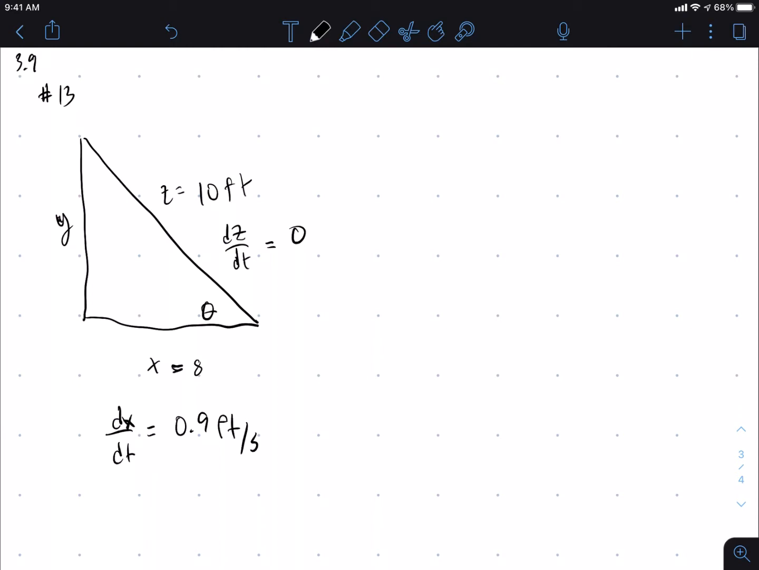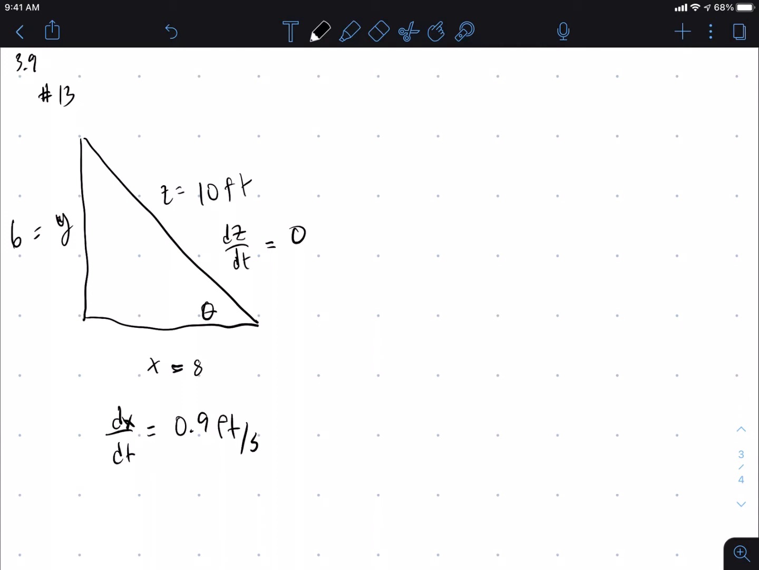Decreasing. It should be decreasing, right? Yeah, it's getting smaller. So we should see that our angle is going to be decreasing. In order to be able to do this, we have a 3, 4, 5. So this has to be 6.